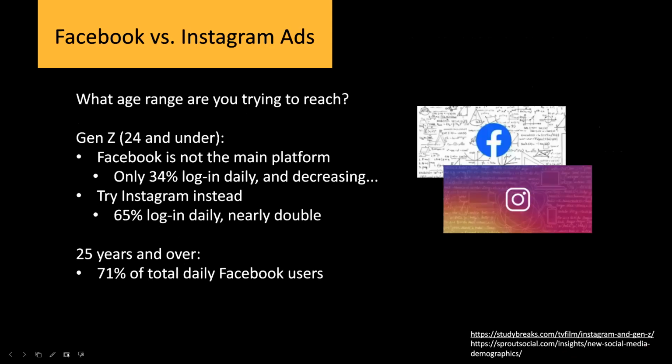And then just to go into Instagram a little bit more. So if you're trying to find the age range of 24 and under, Gen Z, Facebook is not the main platform. Only about 34% of Gen Z log in daily, and it's decreasing every day. So for that younger age group, definitely try Instagram instead, where 65% log in daily, which is nearly double Facebook. For 25 years and older, 71% of total daily Facebook users are actually 25 years and older. So if you're looking for a specific audience, it's definitely worth it to see where you're getting that engagement because it's different on each platform.